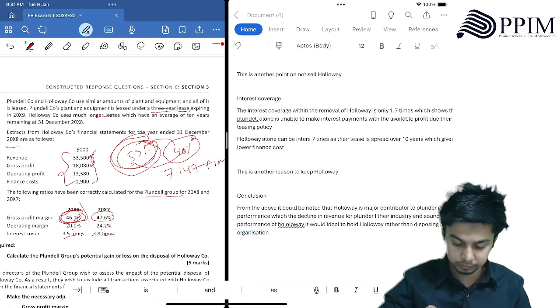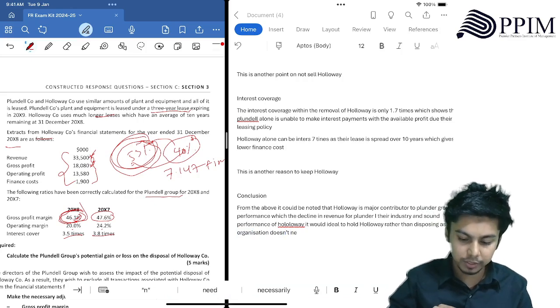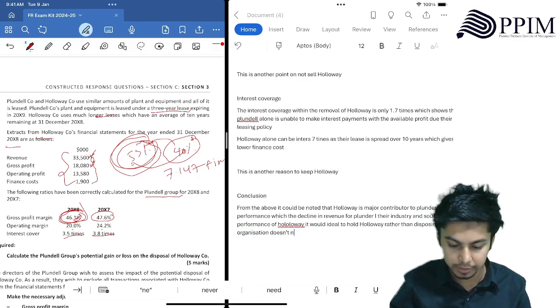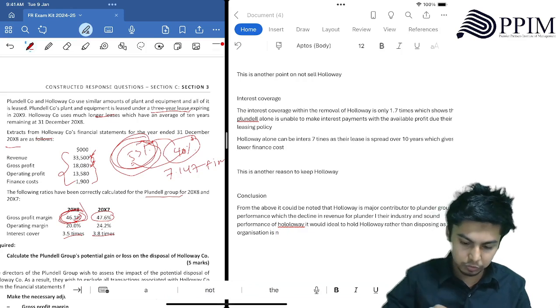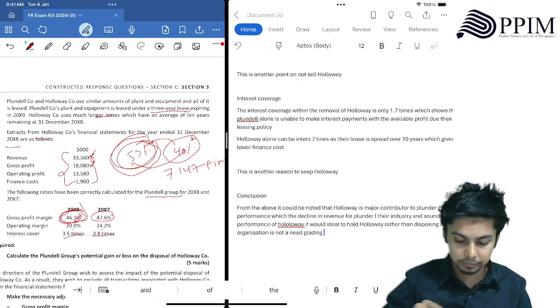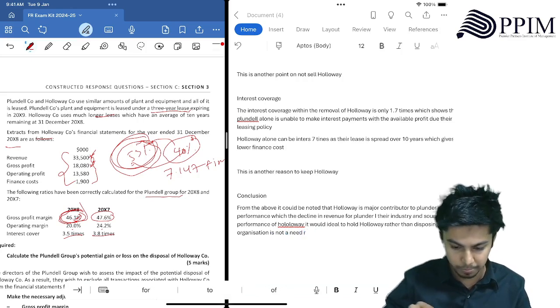as the organization is not in a need regarding cash flows.